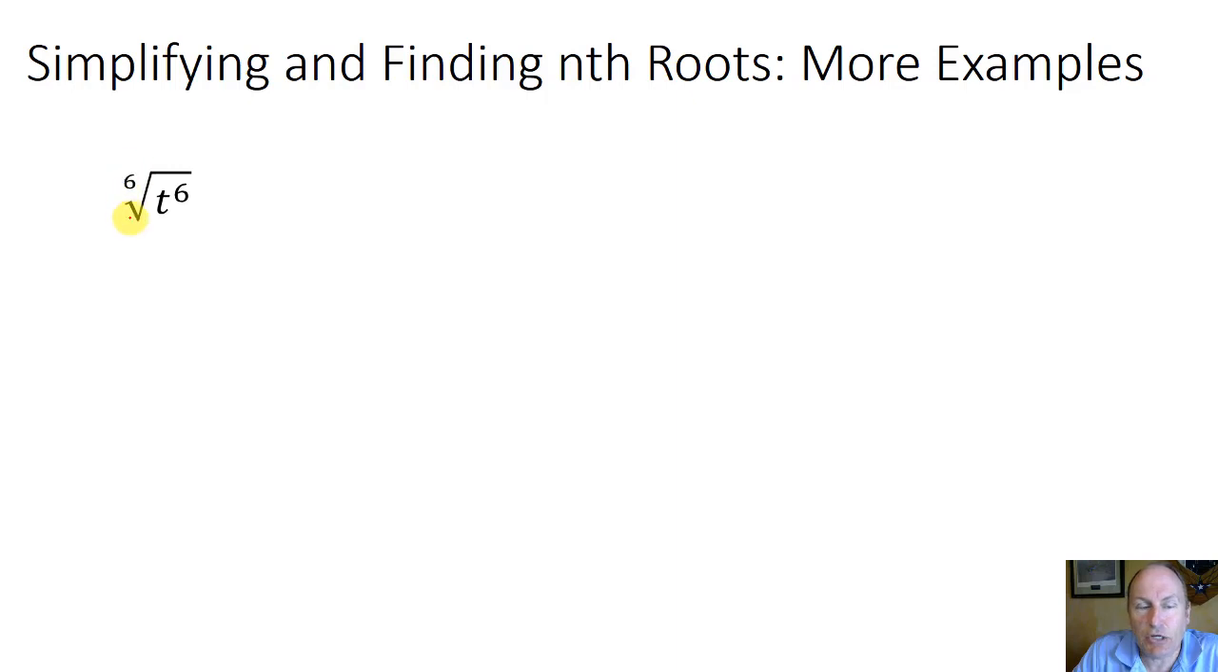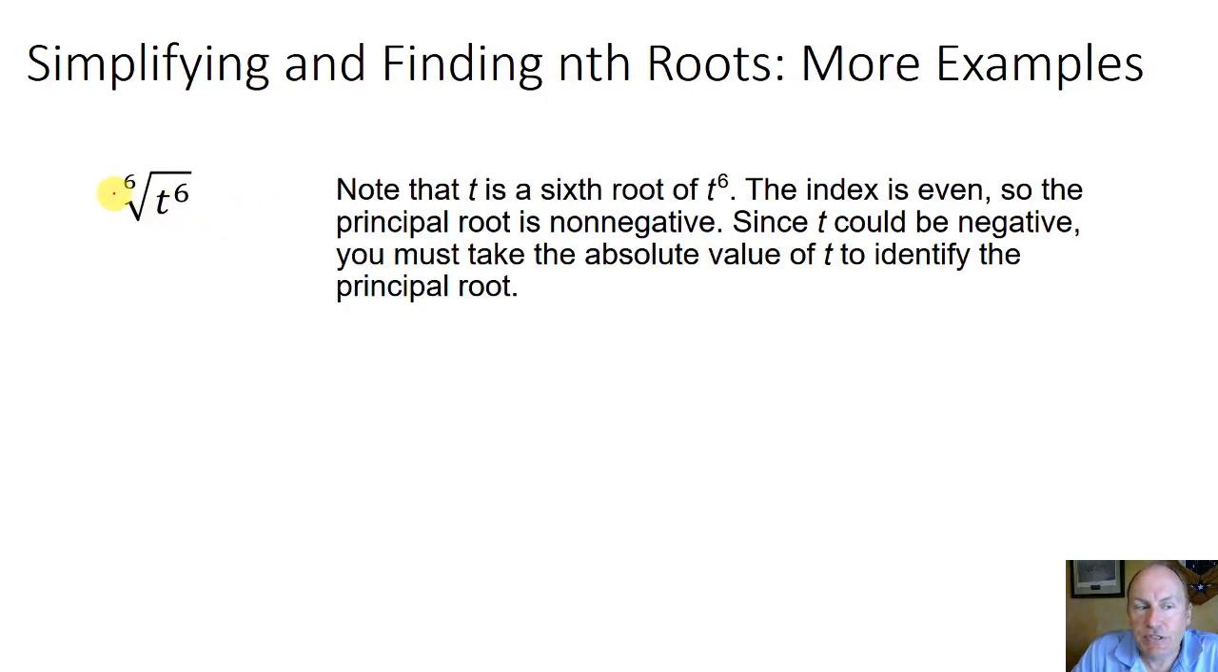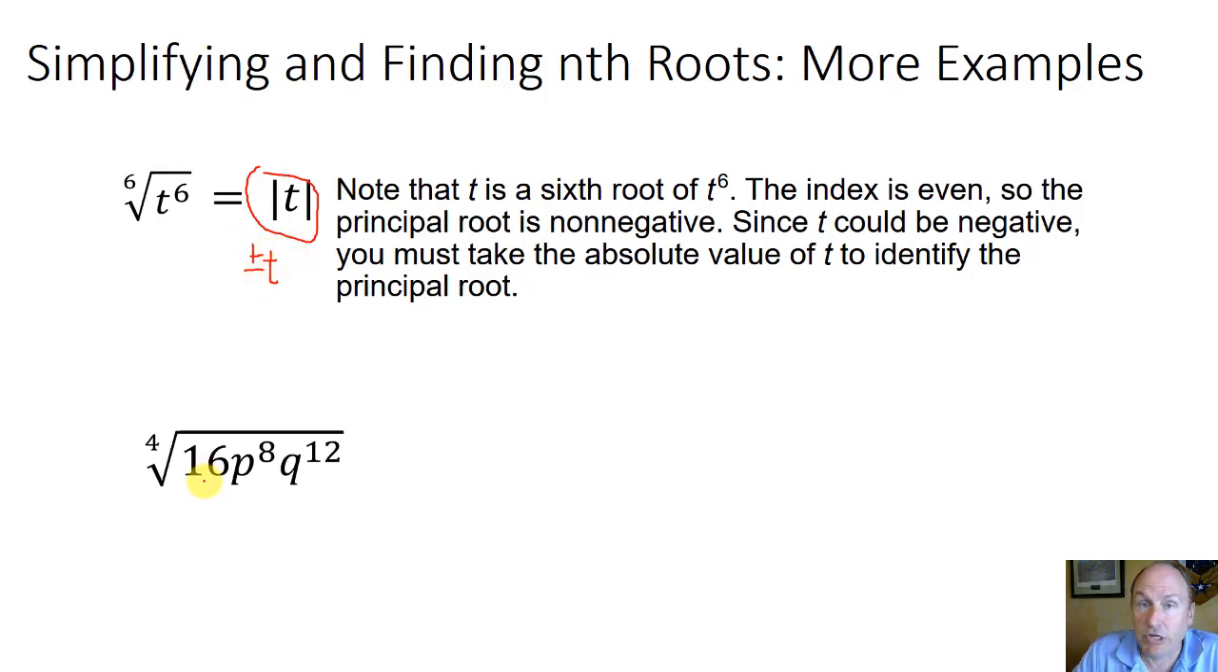This is the 6th root of t to the 6th. That's how we would say that. Now, since 6 is an even power, there are actually 2 roots, plus or minus t to the 6th. So since t could be negative, what we're going to have to do is call this the absolute value of t. You could also write plus or minus t, because there are technically 2 roots. Now, the positive t is the principal root, though. Let's look at another example.